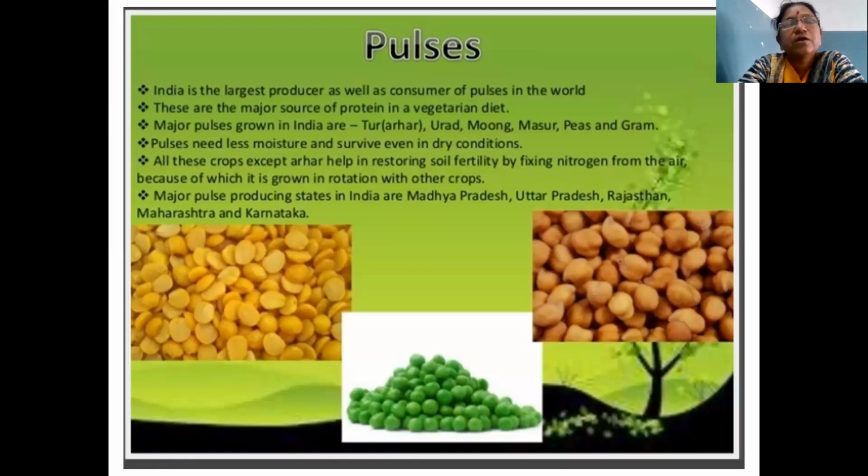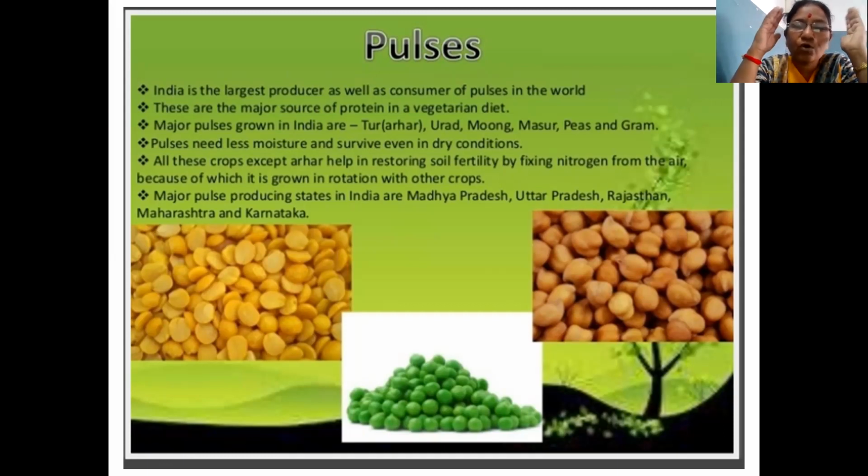So coming to pulses, in the pulses, we have the major pulses. They are very rich in protein and they are a vegetarian source of diet. So we have the tur dal or the arar dal, urad dal, moong dal, masoor dal, peas, green peas or matar, or all grams, the chickpeas, the horse gram, the green gram, the red gram, all these grams. These pulses need less moisture and survive even in the dry conditions. They don't need much amount of rainfall, because of which it is grown in rotation with other crops. So the soil nutrients are restored.